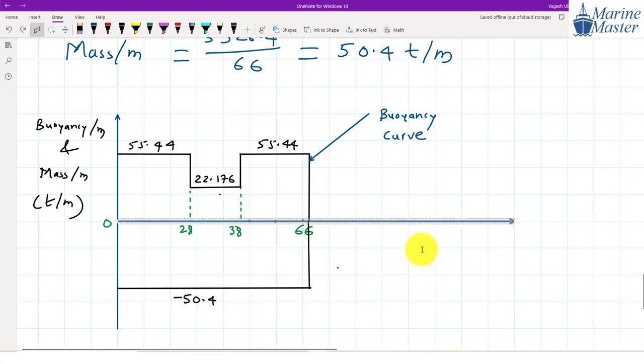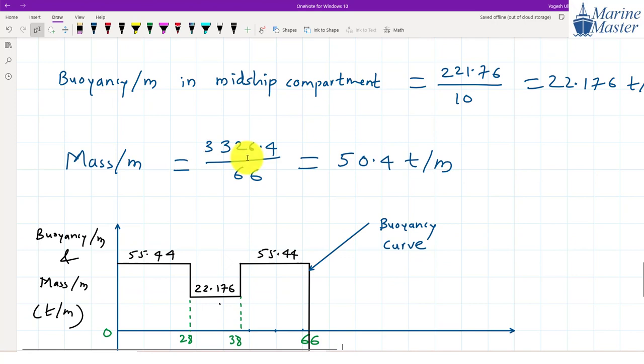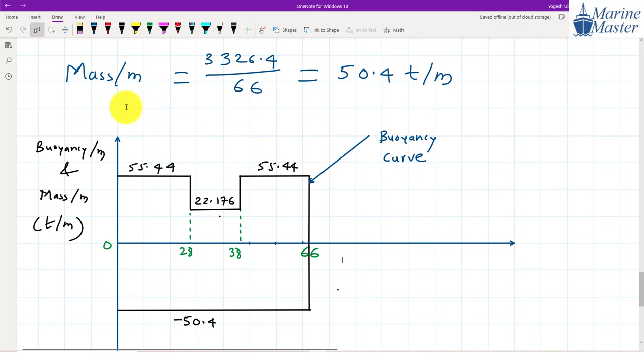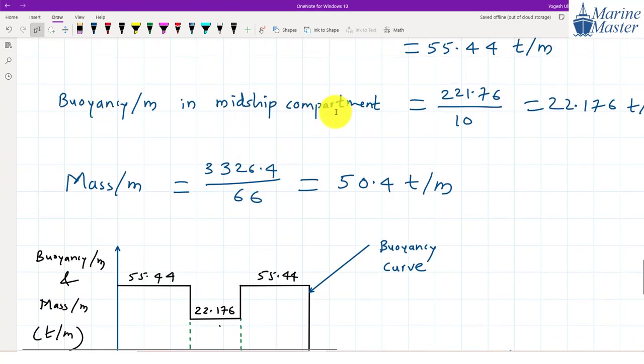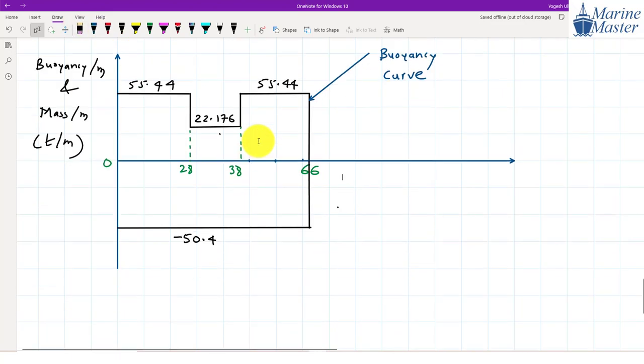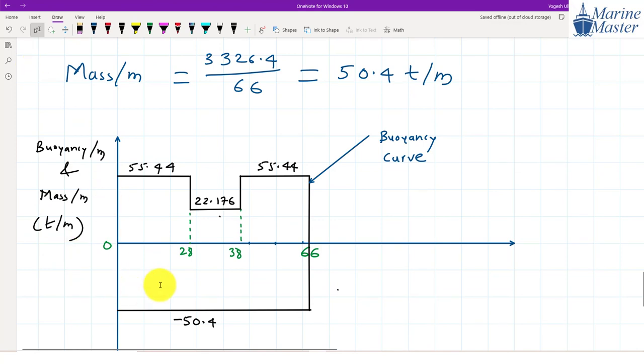In the exam you have to compulsorily draw on the graph. For now you have to draw it as a sketch in the notebook, but after the class, draw it on the graph book, guys. Before going further, please everyone, have you added mass per meter, guys? Add that also, after the buoyancy per meter in the midship compartment. After that add mass per meter, and then write down this discussion, guys.